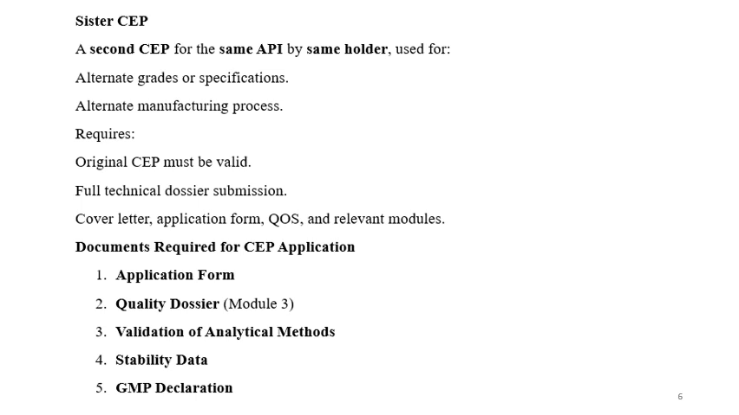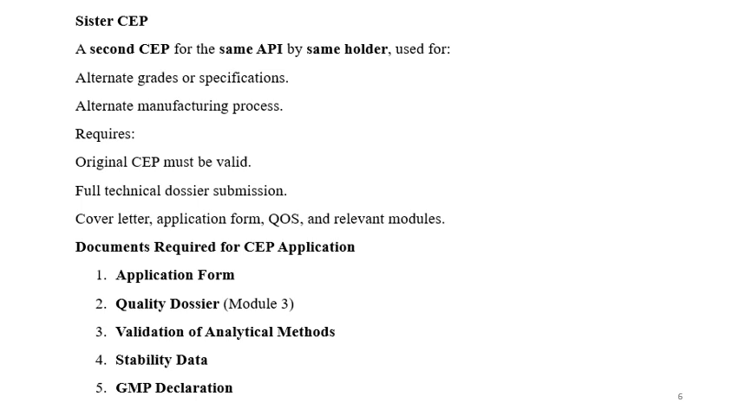Then sister CEP. It is a second CEP for the same API by the same holder and used for alternate grades or specifications. So if the same API or excipient has different grades, a sister CEP is there. For an alternate manufacturing process, a sister CEP is also there. It requires that the original CEP must be valid. Full technical dossier submission is required: cover letter, application form, quality overall summary, and relevant modules. So these are the related points for the sister CEP.